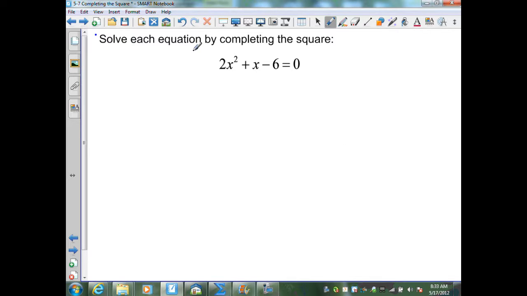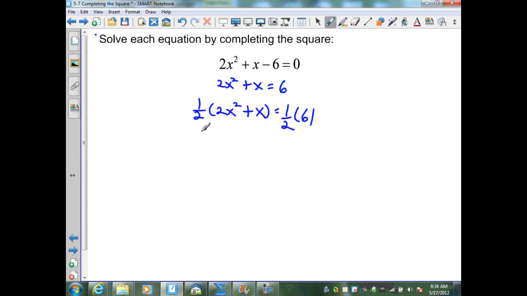In my first example, they want me to solve each equation by completing the square. Here I have 2x squared plus x minus 6 equals 0. I need to isolate my constant onto the opposite side, so I'm going to add 6 to both sides. That gives me 2x squared plus x equals 6. Now I need to get the coefficient of my quadratic term equal to a positive 1, so I'll multiply by the reciprocal of the coefficient, which is going to be 1/2, times 2x squared plus x equals 1/2 times 6.